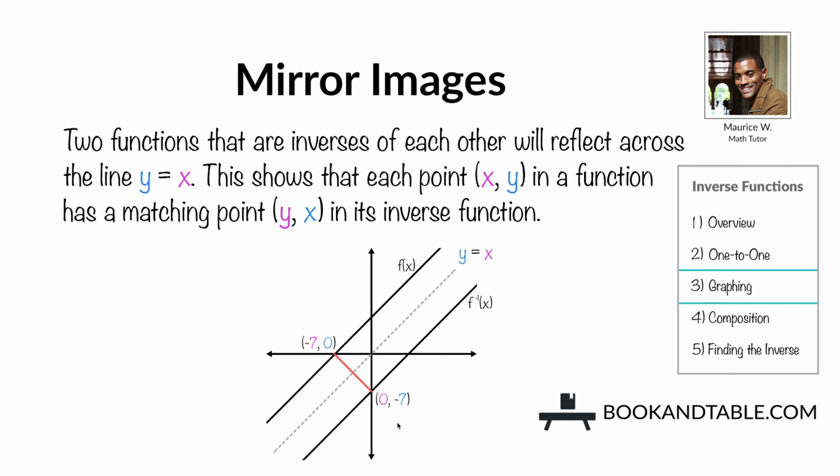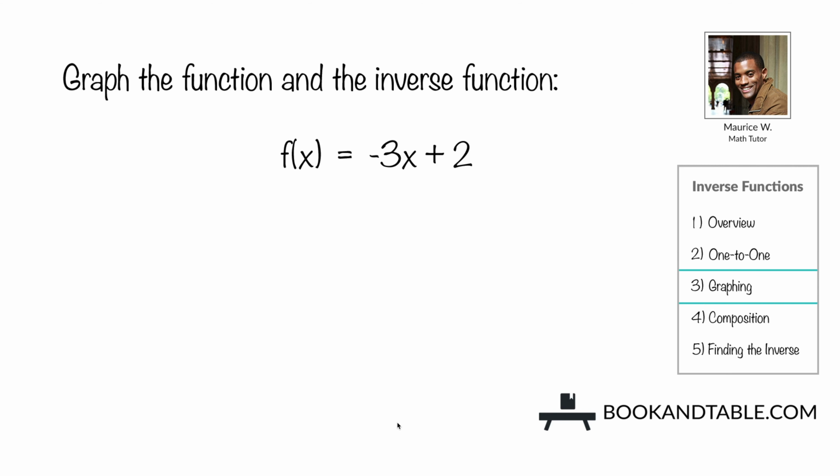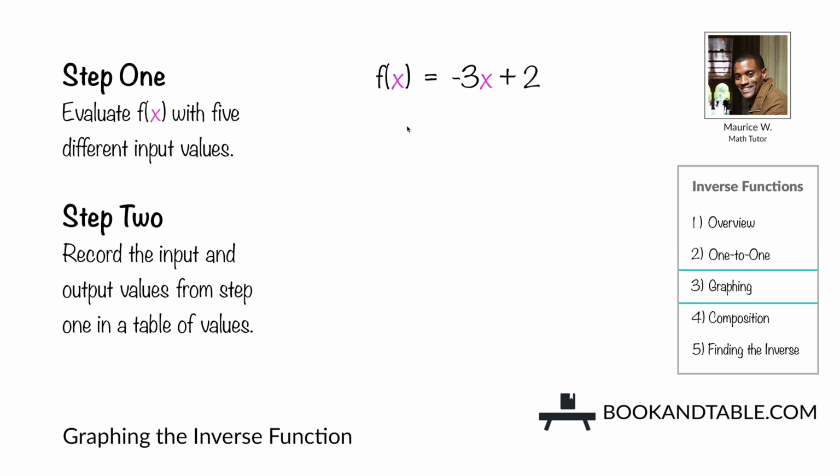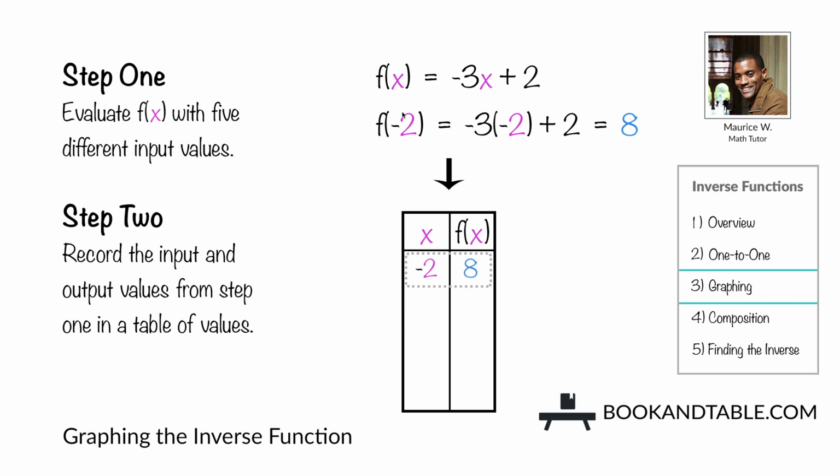So let's walk through an example together. Graph the function and the inverse function f of x is equal to -3x plus 2. So what we want to do is first evaluate f of x with 5 different input values, and then we will record these x and y values in a table of values. And then we'll take these x and y values and reverse them to create a table for our inverse function. So let's evaluate the f function with 5 different input values.